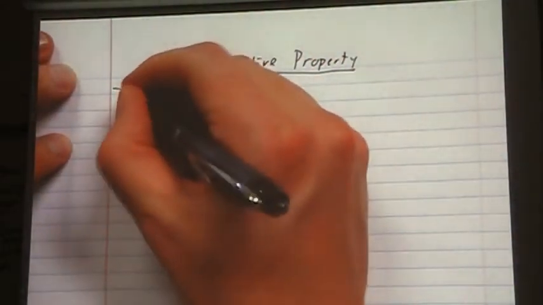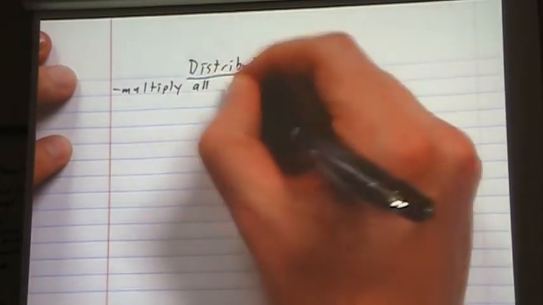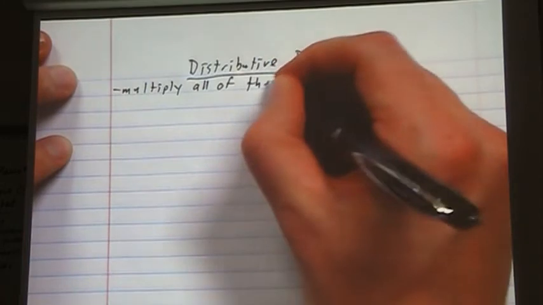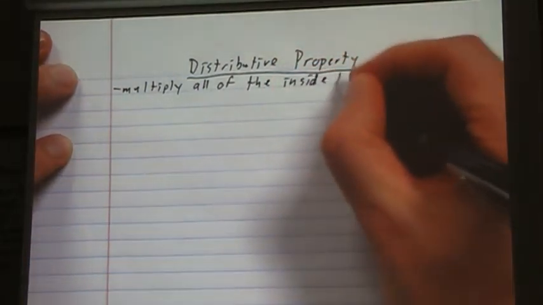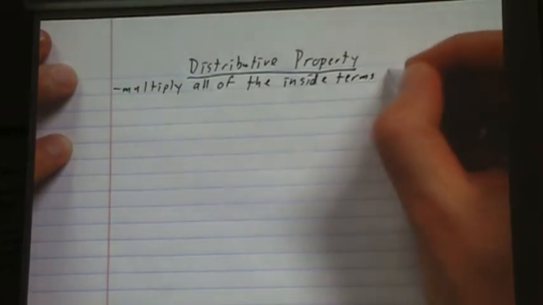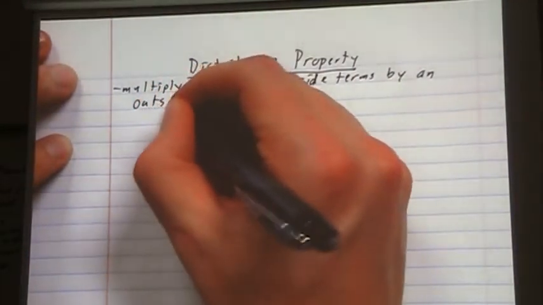It's when you multiply all of the inside terms by an outside value.